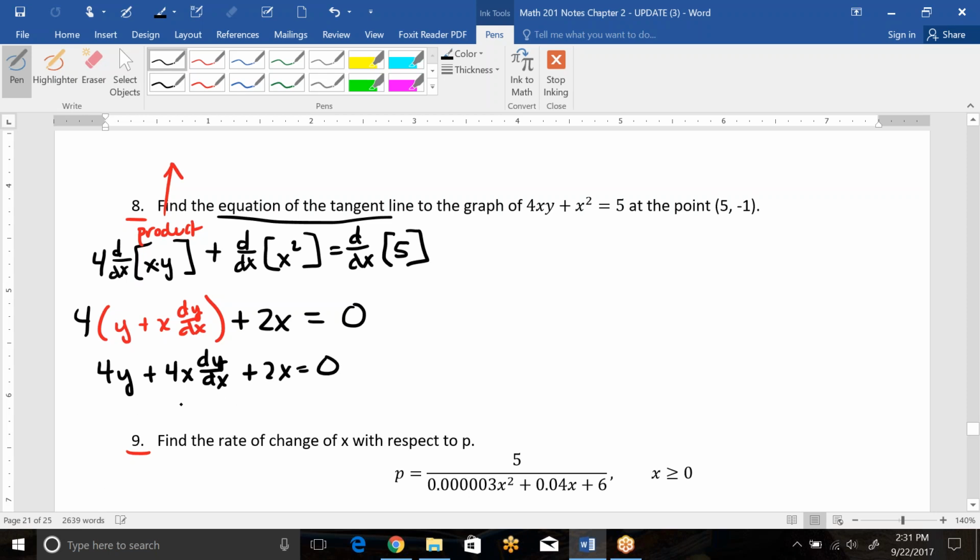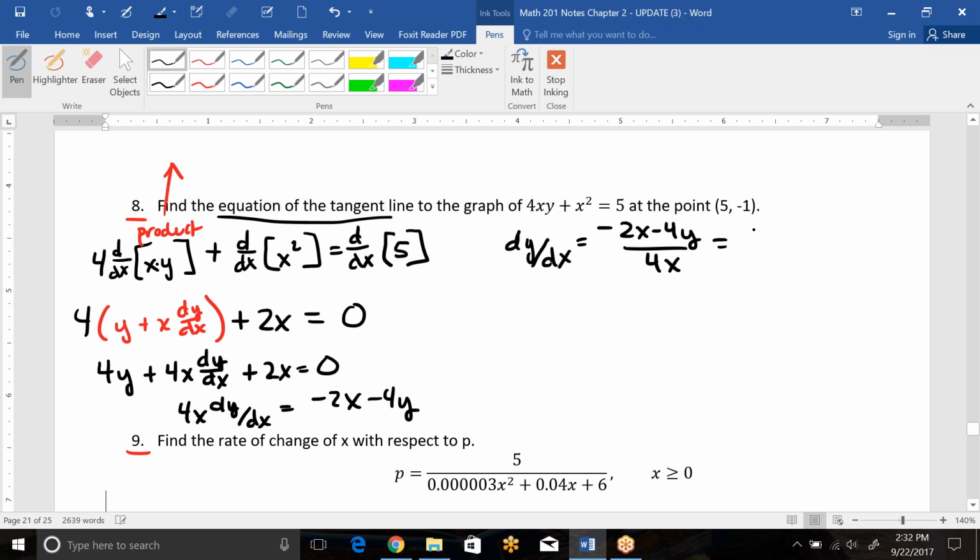We want to subtract over everything that does not have a dy/dx, or add it if it's already negative, but this is going to end up being negative 2x and minus 4y. And I'm going to divide by that 4x. So dy/dx, which is change in y over change in x, if you want to think of it that way, is going to be negative 2x minus 4y over 4x. And we're going to plug in the point, 5 for x and negative 1 for y.